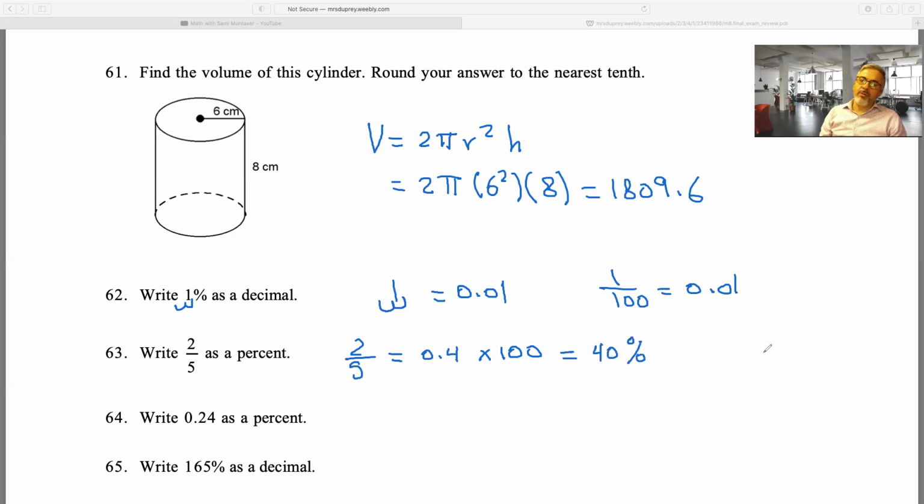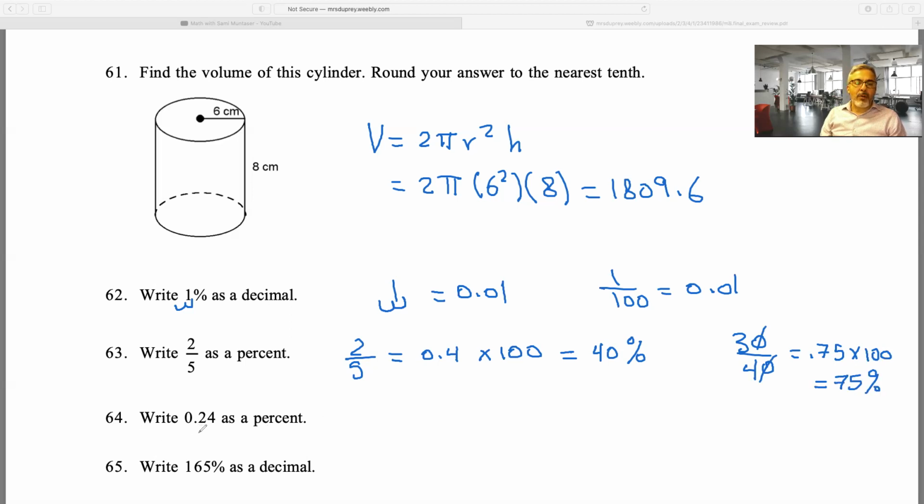It's like if you have a test and you got 30 out of 40, and you want to find out what your percentage is, you divide the 30 by 40. Remember, when we have a fraction like that with zeros at the end, you could cancel the zeros, and 3 divided by 4 gives you 0.75. Multiply that by 100, it gives you 75%.